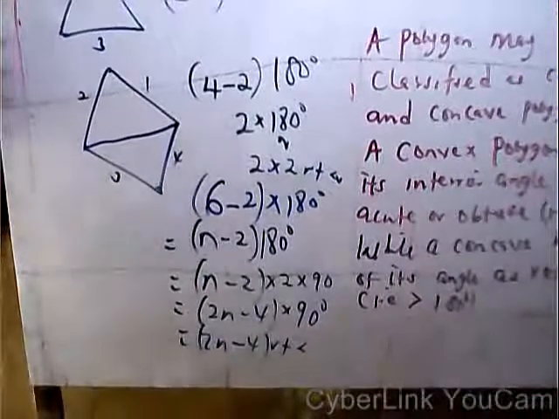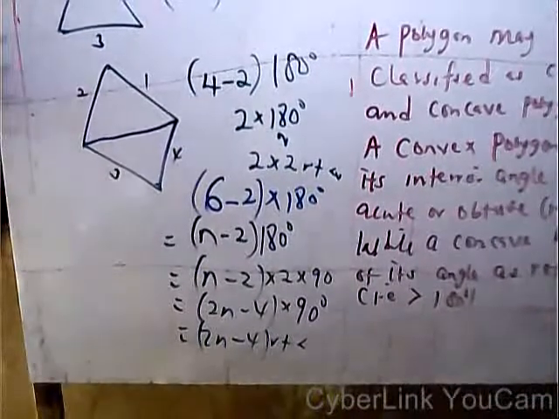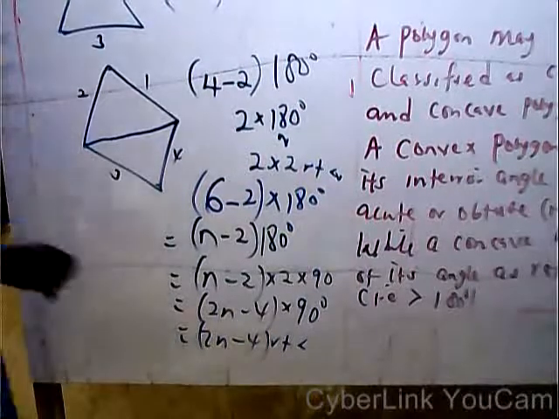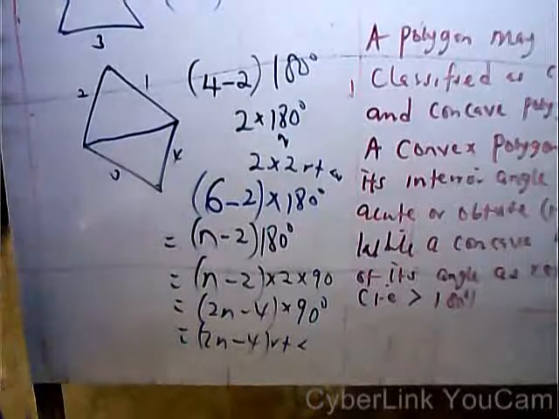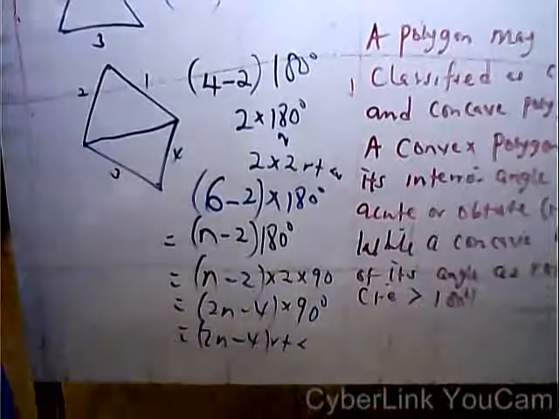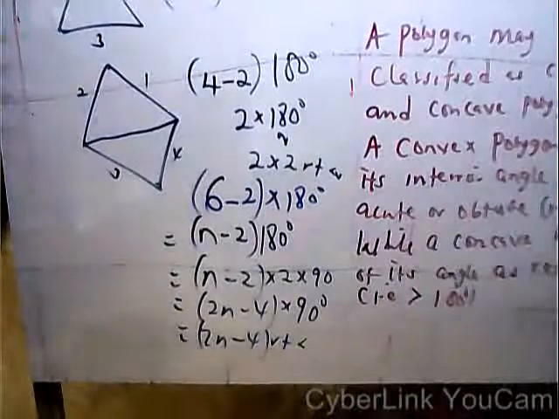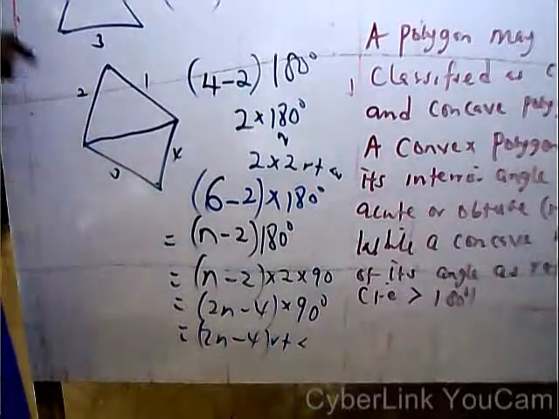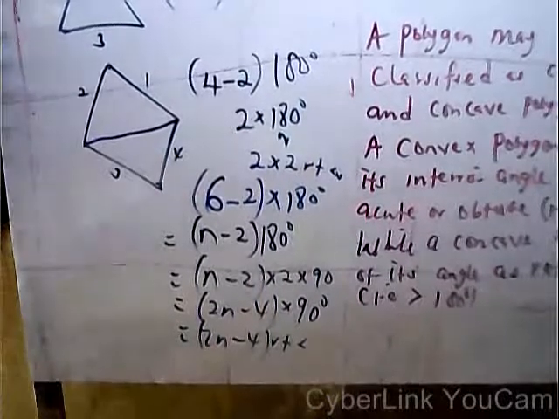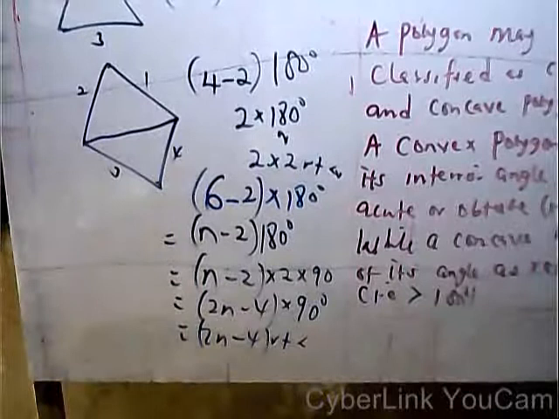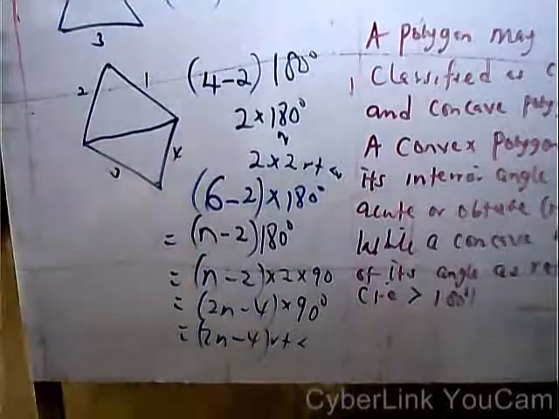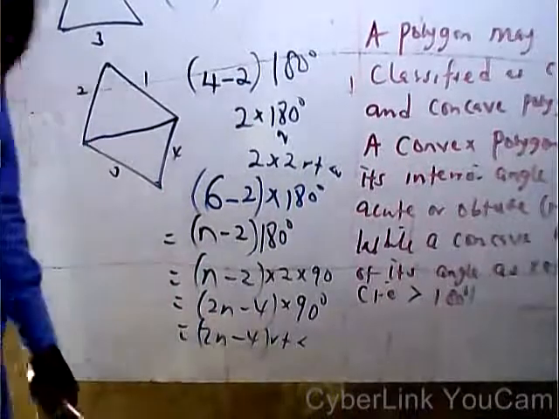So inshallah, the next thing that we are going to do is that we want to prove this. Is it correct that the sum of angles in a polygon is 2n minus 4 right angles? Is it like that? That is what we are going to prove now. We want to prove that the sum of angles in a regular polygon is 2n minus 4 right angles.